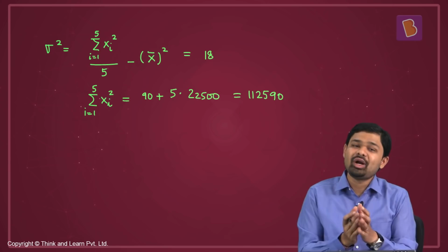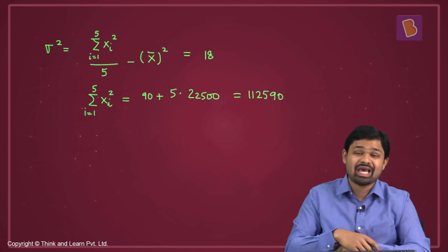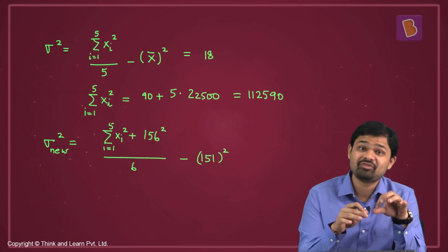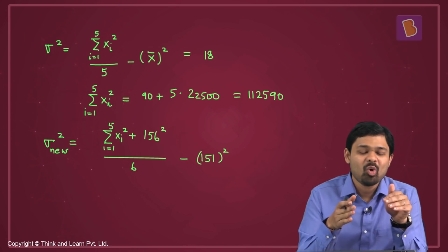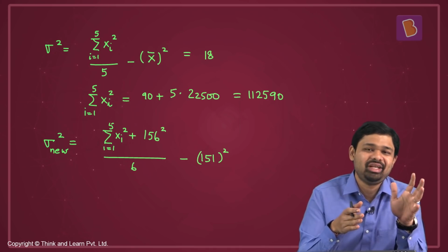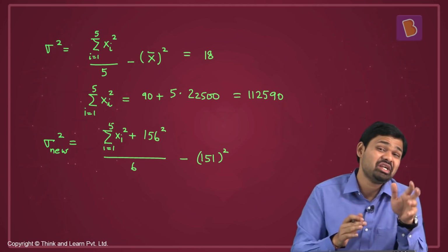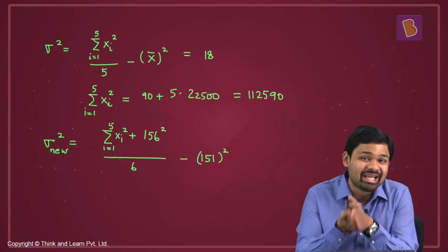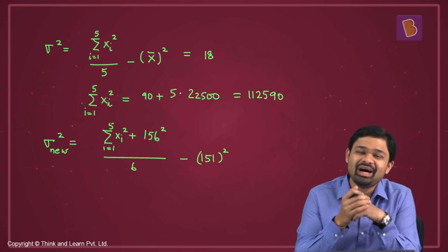So you have found out what is summation xi square as i runs from 1 to 5. Now a new student was added. So the new variance would be summation xi square, i running from 1 to 6. But you know the summation xi square of i running from 1 to 5, add 156 square to it and divide by 6 and subtract the new mean square, which is 151 square. Now you understand how intensive on calculations this question is. You simplify the whole thing, you will arrive at 20 as the correct answer.